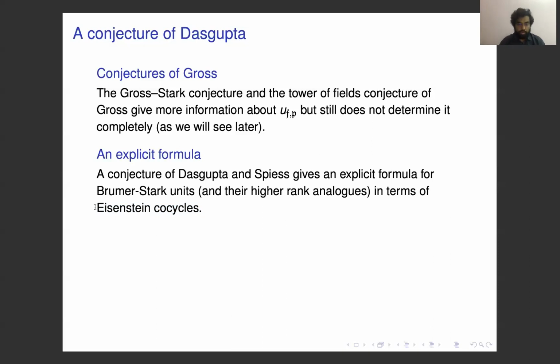But I'm not going to talk about these Eisenstein co-cycles. These are analytic objects, and Dasgupta and Spiess give an explicit formula for Brumer-Stark units in terms of Eisenstein co-cycles. Okay, and you can actually use these formulas to compute the Brumer-Stark units explicitly. So there are lots of examples on Samit's webpage that one can look at.